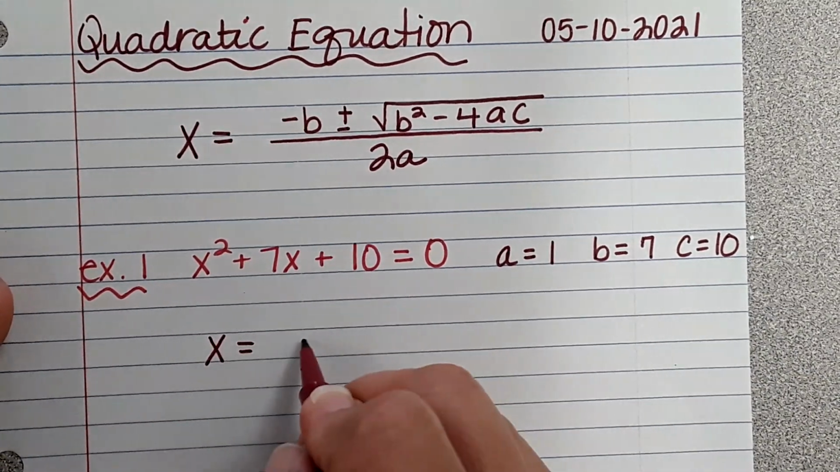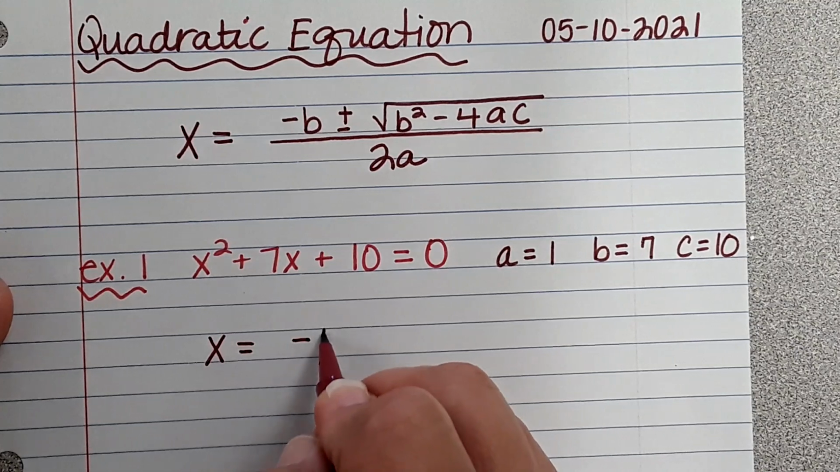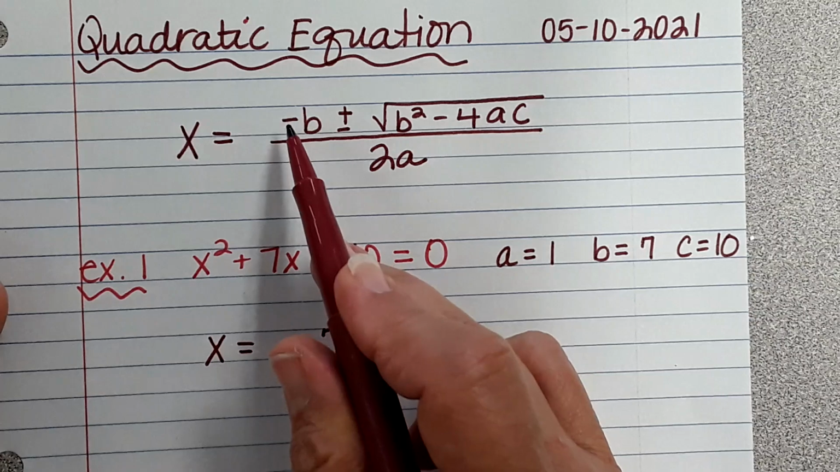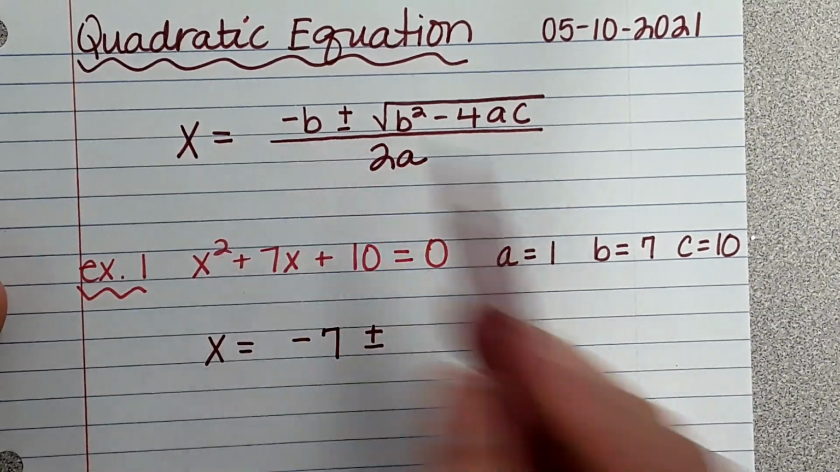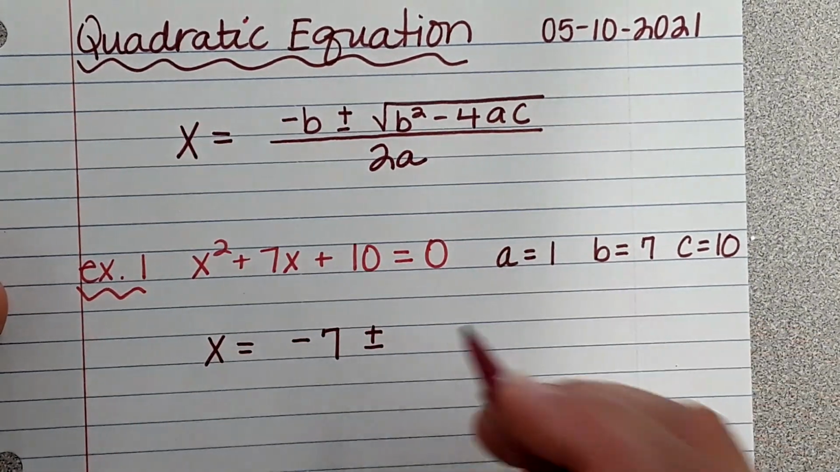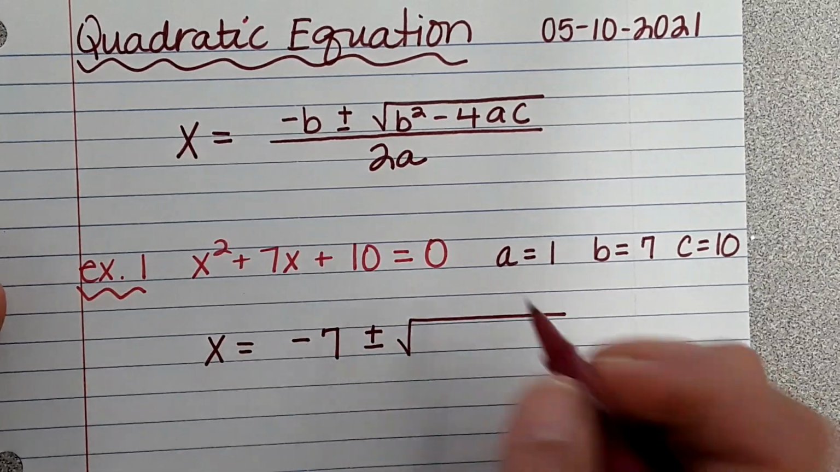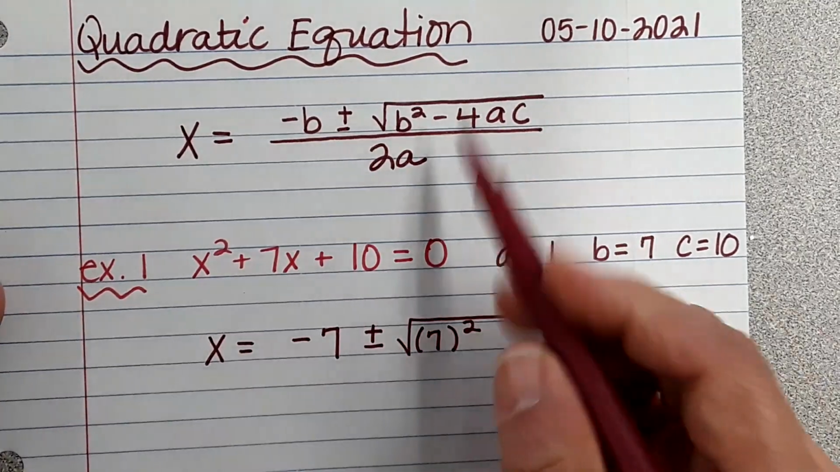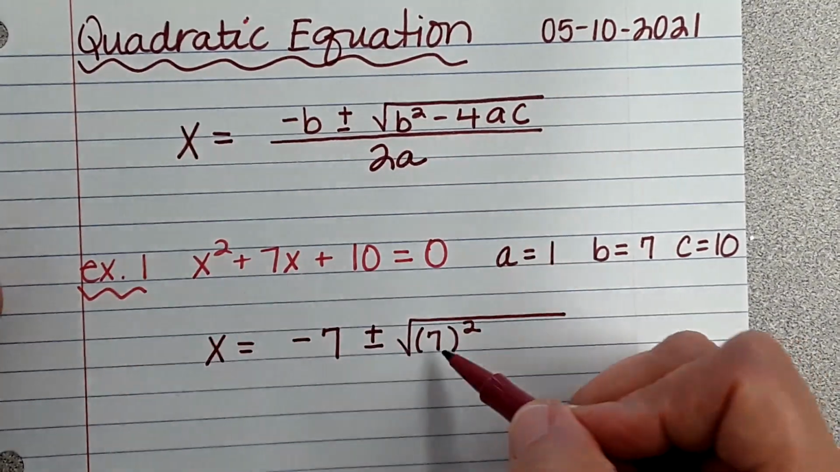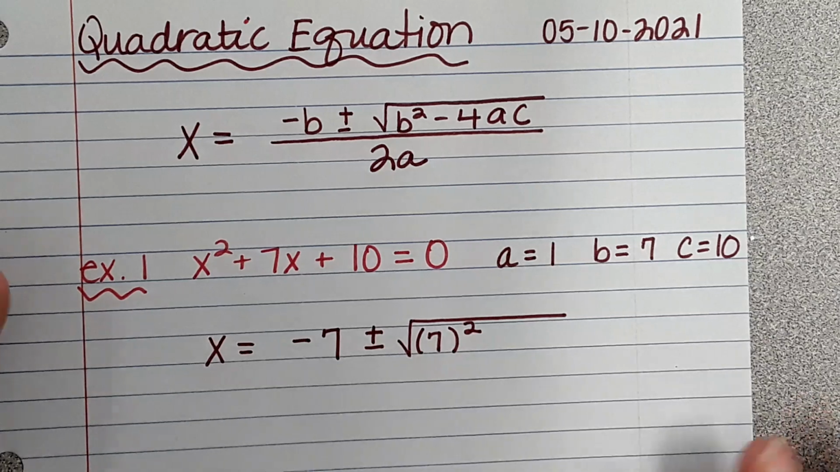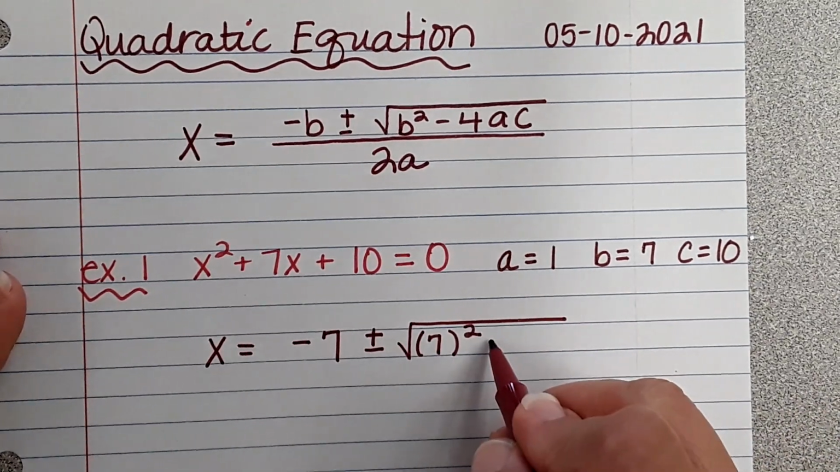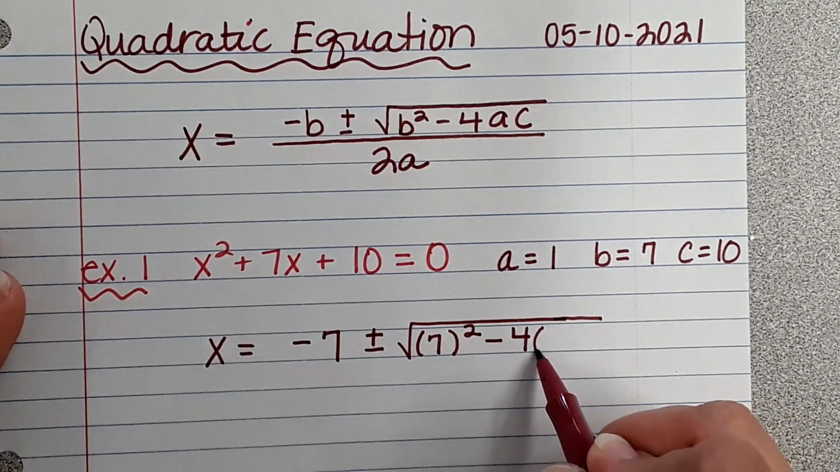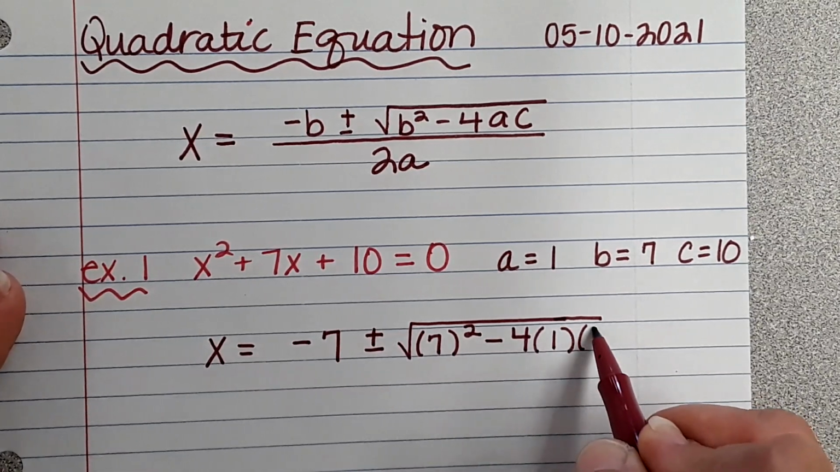So it says the opposite of B, so I'm going to put that negative, and I'm going to write 7, plus or minus. So the negative, I didn't replace the negative. It just says replace B. So B is 7. I'm replacing B with that 7. B squared, we're going to put that in parentheses. So I replace the B with 7 because B was 7. Minus 4. That 4 is always there. What is A? What is C?